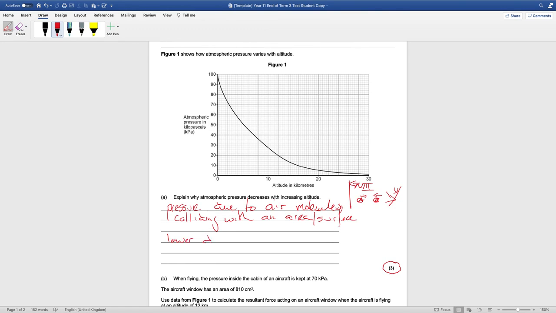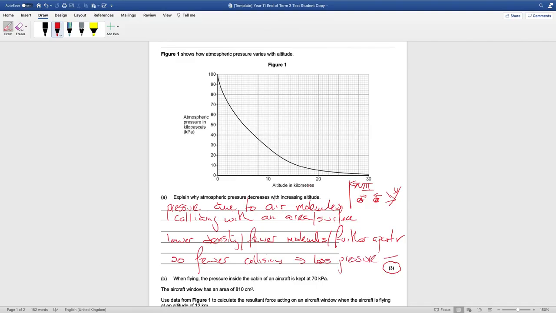At high altitude you have a lower density of air, or fewer molecules, or they are further apart. So fewer collisions, less pressure, or lower pressure.